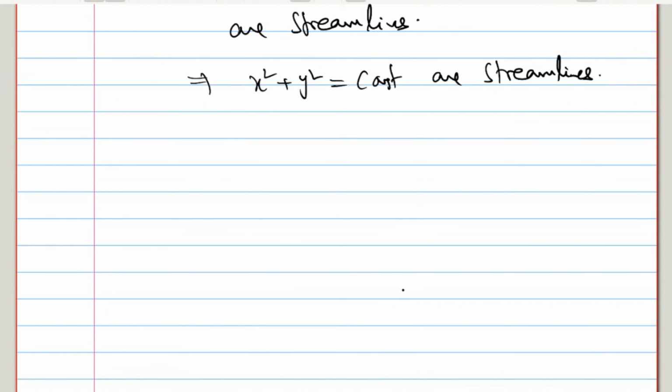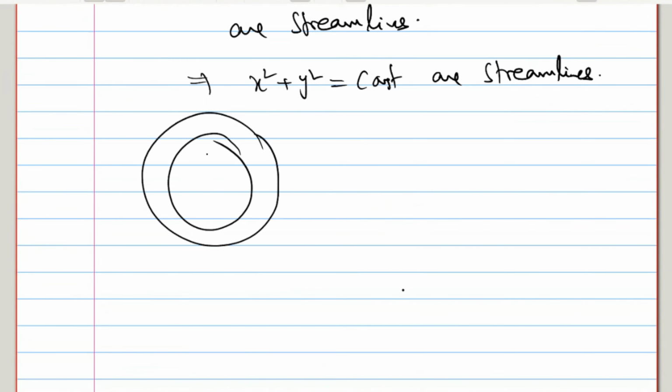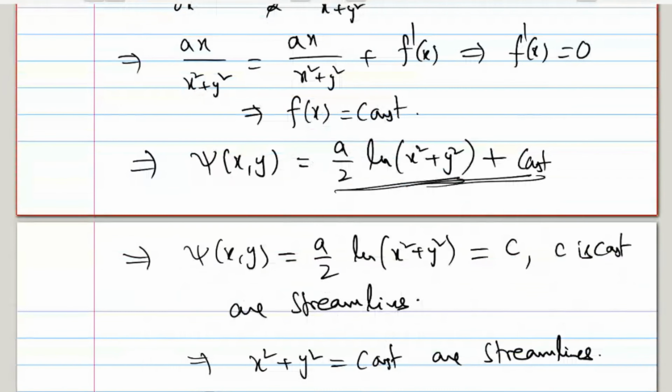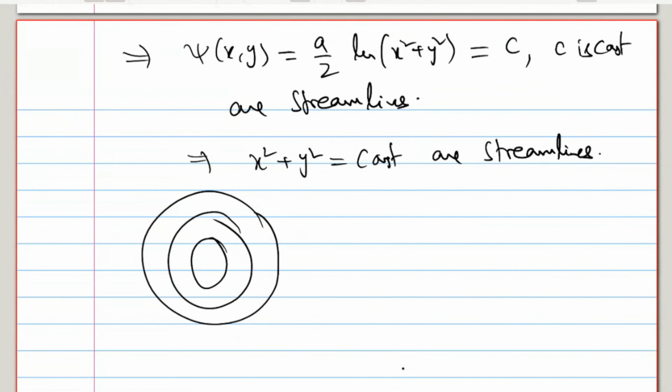So what are those? Can you draw? Those are all circles. Yeah. Now these are all circles. The direction you don't know, right? Depending on A, the direction of the flow. So if A is positive, yeah, what is that, positive or negative? So which direction are you going to put it? If A is positive, that depends on the direction, right?